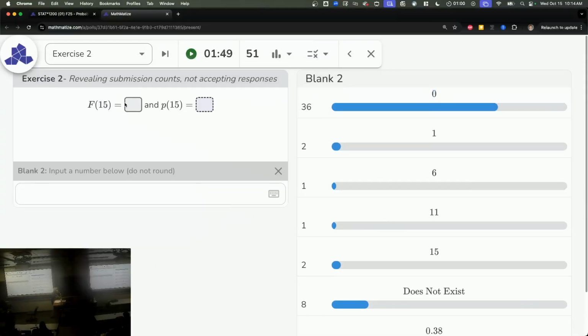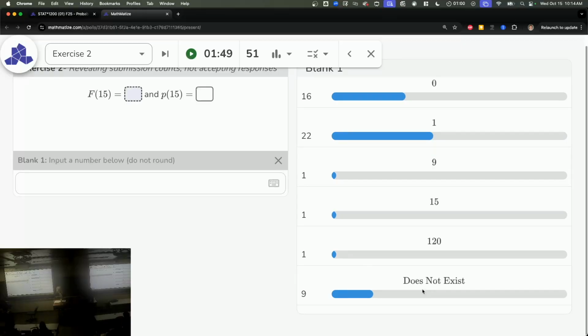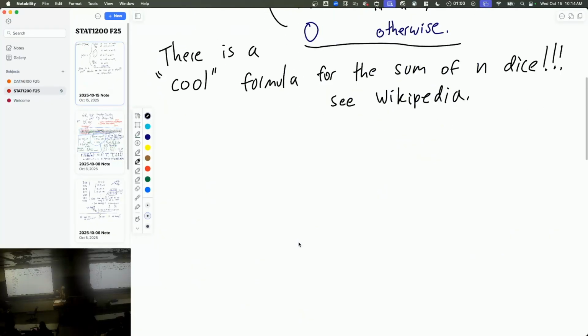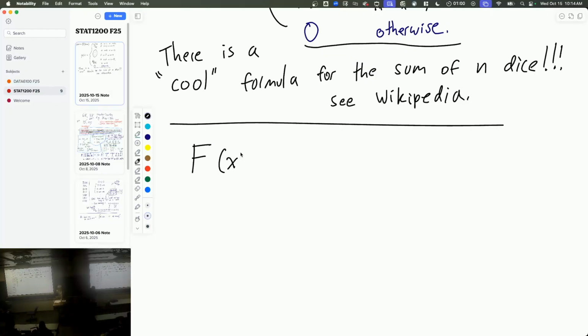But what about the capital F? Capital F, people are pretty split. Could go either way. And lots of people don't know. Let's remember the definition, and then we're going to do a revote. So the definition of F of lowercase x, it is the probability that capital X is less than or equal to lowercase x. So this is the random guy.